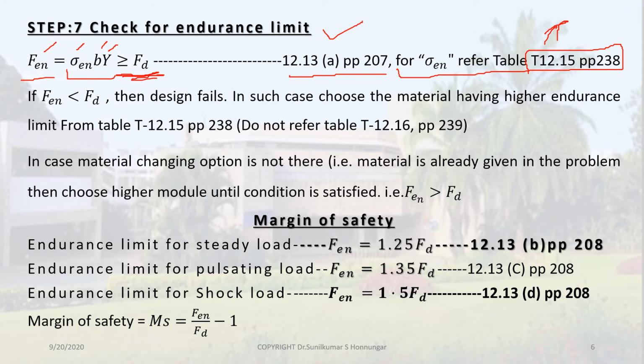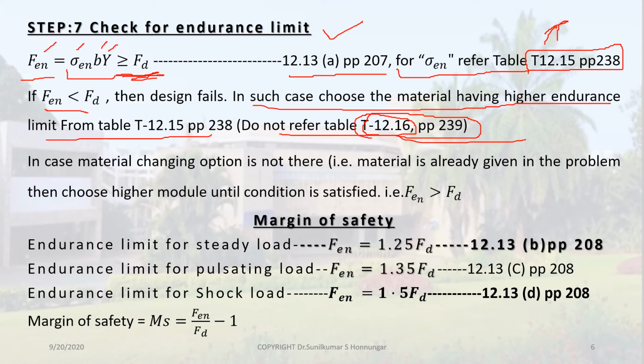So then again, as a designer, you should see to it that it functions properly. Then what you have to do, if this is the case, that is when F endurance is less than Fd, what has to be done? In such case, choose the material having higher endurance limit from the table. Do not refer to table 12.16. As I told, do not refer to this. This table is for something else. 12.16 is for something else. 12.15 is for something else.